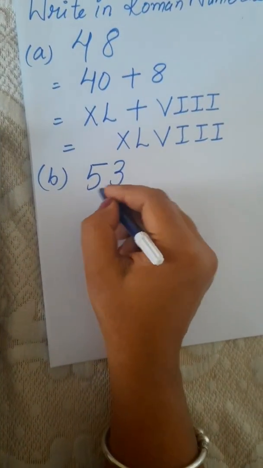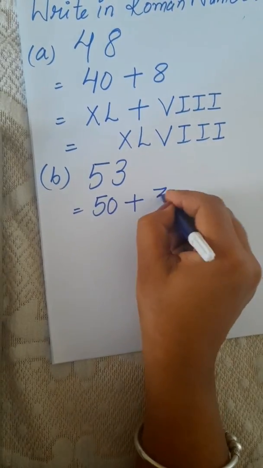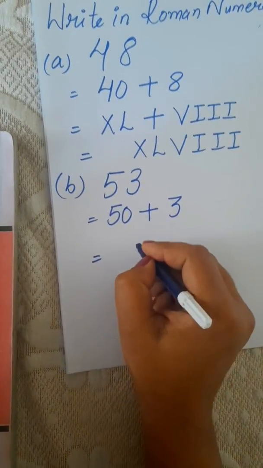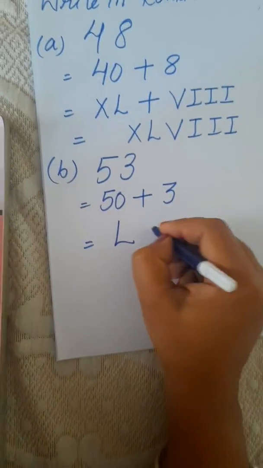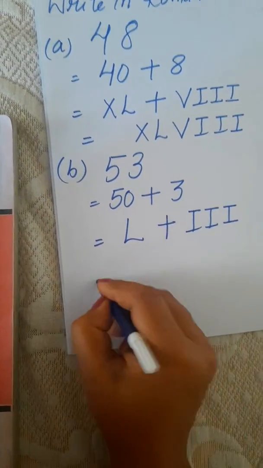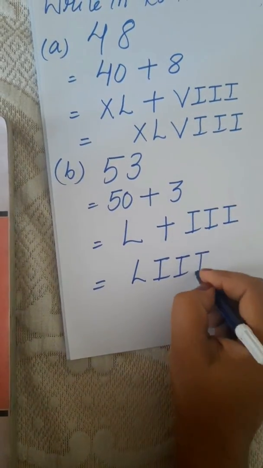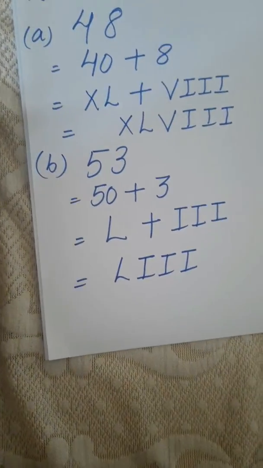Similarly, you can solve this 53. First step, break it. You will write 50 plus 3. The symbol of 50 is L and the symbol of 3 is I 3 times. So while adding, you will get L followed by I 3 times.